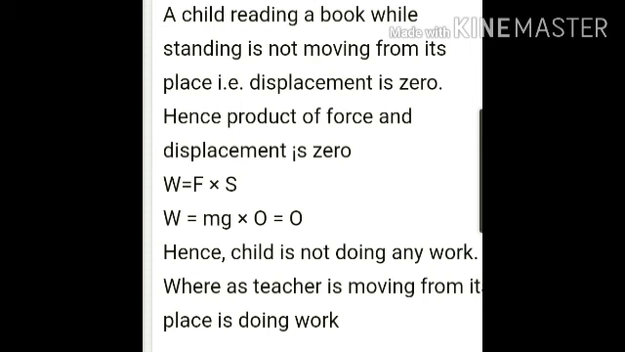As we know, W is equal to Fs, where F is equal to mg. Here displacement, that is S, is equal to 0. So work done is equal to 0. Hence the child is not doing any work, whereas the teacher, moving from her place, is doing work.